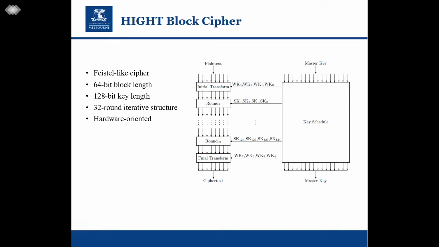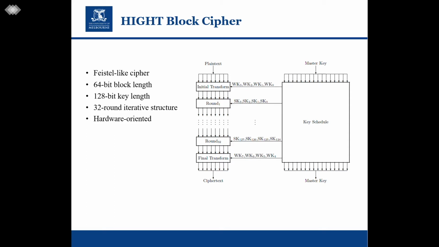The first lightweight block cipher we're going to introduce here is the Hyde block cipher, which was proposed by Hong in 2006. This is a Feistel-like cipher with 64-bit block length and 128-bit key length. The operations of its algorithm are simple, which are only XORs, addition mod 2 to the power of 8, and left bitwise rotation. So it is hardware-oriented rather than software-oriented. This graph shows its basic principle. We can say it consists of 4 components.